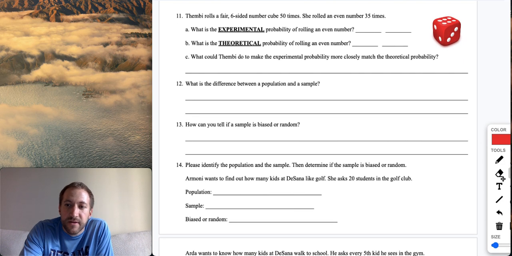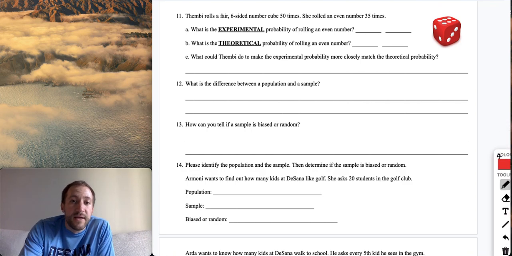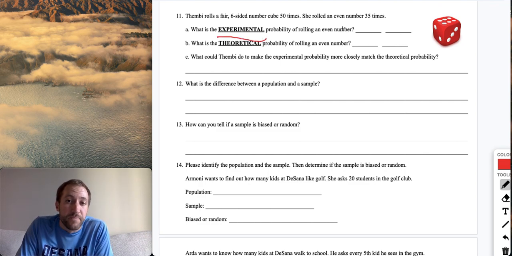Number 11. So this one says that 10B rolls a fair six-sided number cube 50 times. She rolled an even number 35 times. What's the experimental probability of rolling an even number? If we're talking about experimental probability, we're going to use the data we actually collected. She rolled this number cube 50 times. That number of times, the number of experiments, that's our denominator.